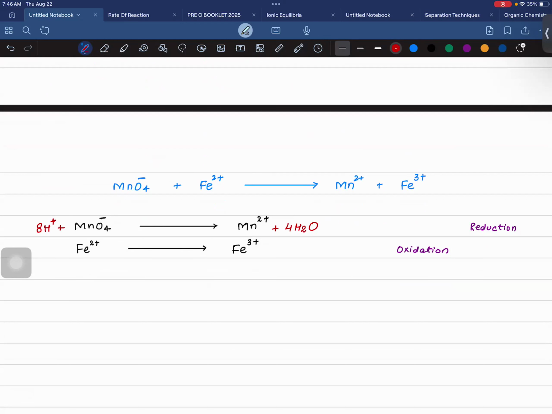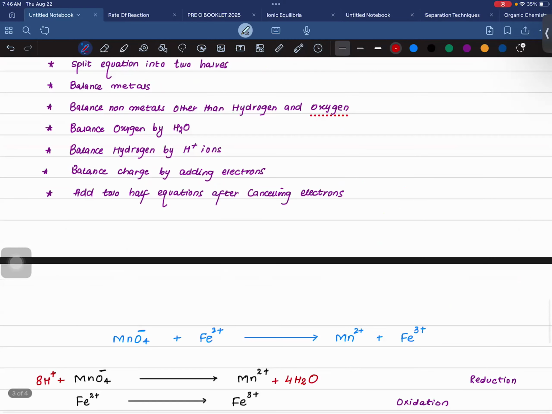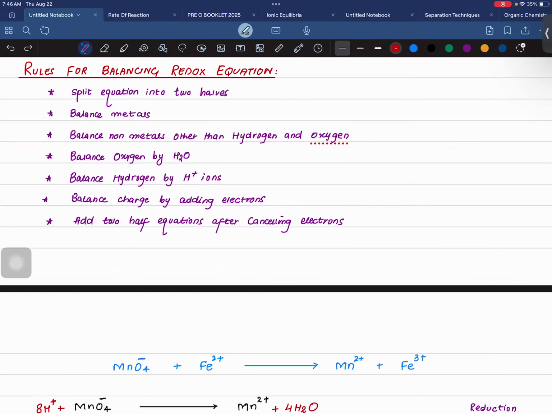Now hydrogen is balanced. Oxygen is balanced. Metals are balanced. Now what I'm supposed to do is balance the charge. Balance the charge by adding electrons.